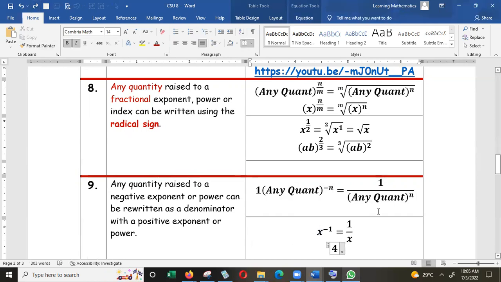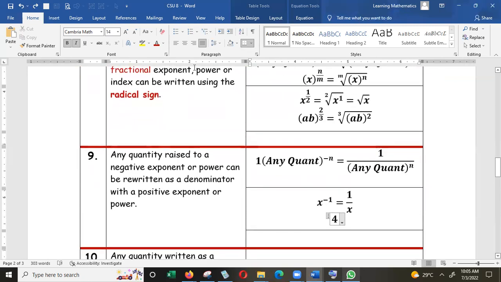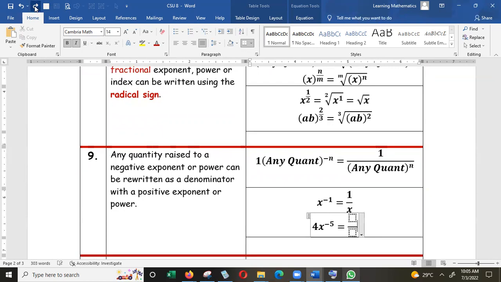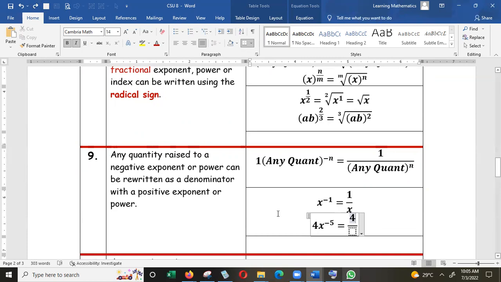Let's use an example with numbers other than 1. Let's say we have 4x raised to the power of negative 5. Bear in mind the exponent has to be negative. So the 4 will come in the numerator because the 4 is multiplied, and the negative 5 is not affecting the 4. So 4 raised to the 1 will remain as 4 raised to the 1. Now the x to the negative 5 will come in the denominator, and the 5 becomes positive.